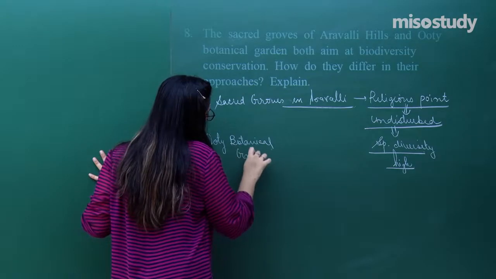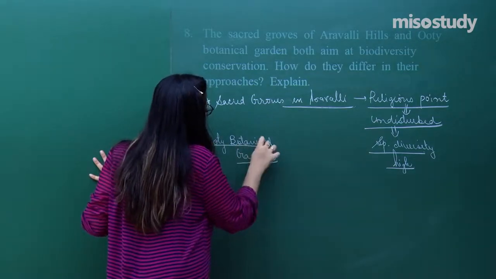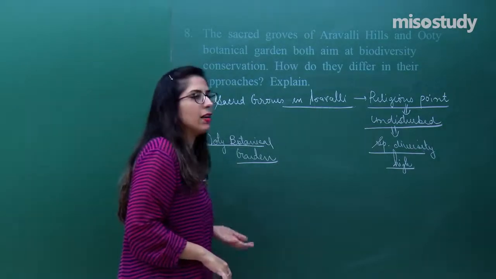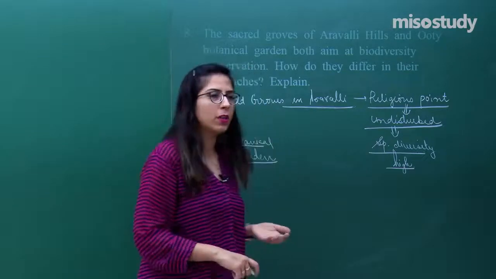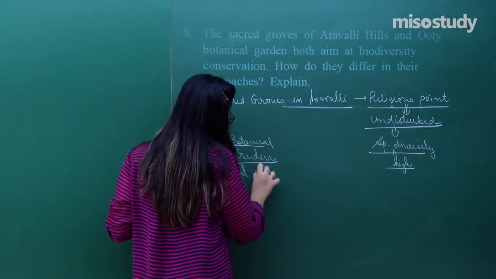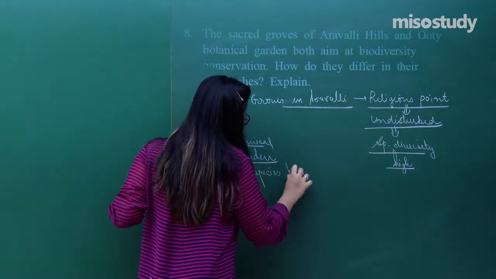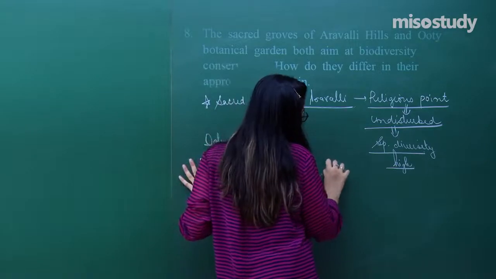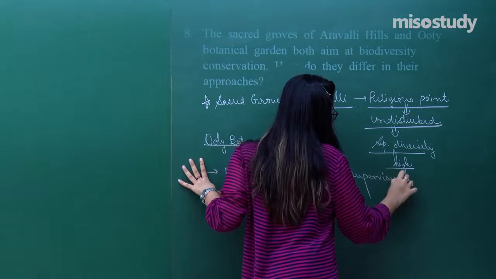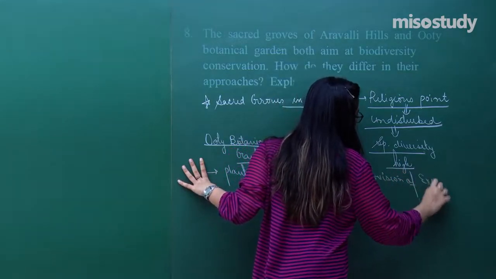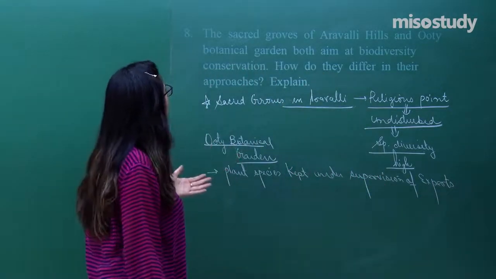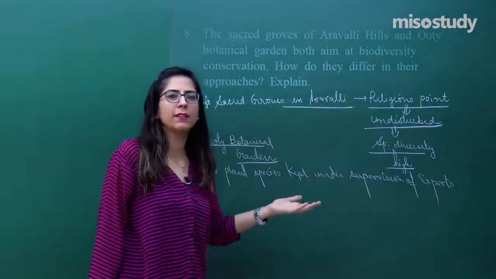So you have to explain about the botanical garden in this. In botanical garden, the plant species are kept under the supervision of experts, the botanists. Right? How do they differ in their approaches and explain? There is a complete difference among them.